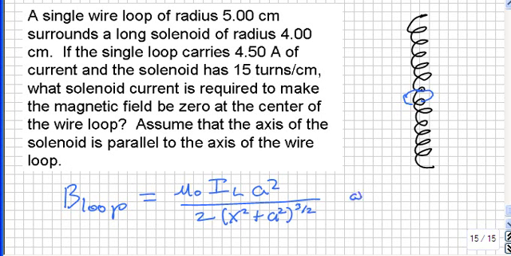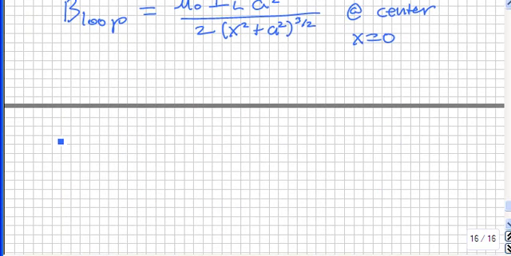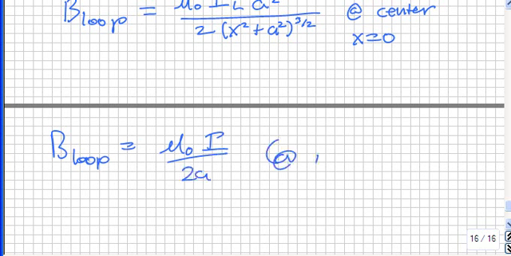Okay, so now at the center of the loop, we have the fact that x is equal to 0. So what does this mean? Well, that means that the magnetic field of the loop at its center is equal to mu naught I over 2a. So that's the magnetic field due to the wire loop.